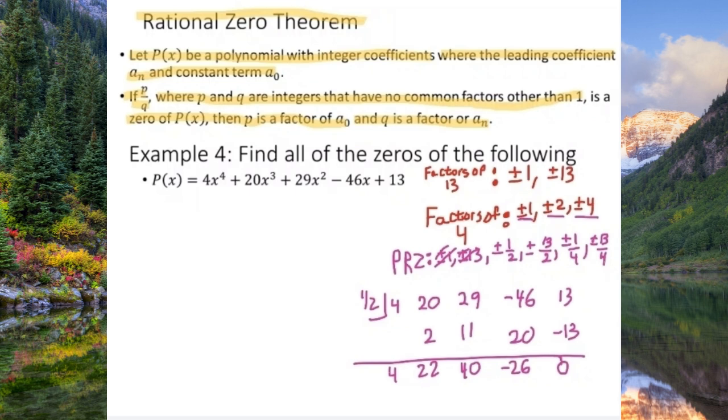Now we know a little bit of how to factor our p of x. One factor is x minus 1/2, and our other factor is 4x cubed plus 22x squared plus 40x minus 26. Now the problem becomes, how do we factor the 4x cubed plus 22x squared plus 40x minus 26?